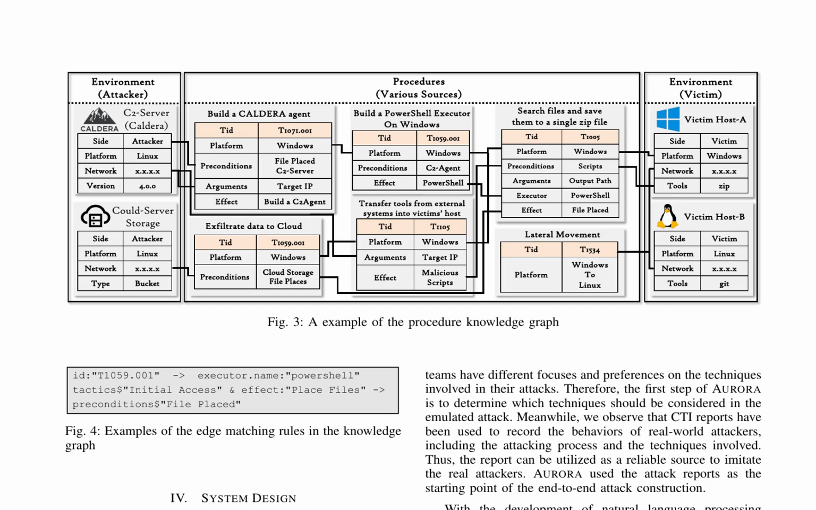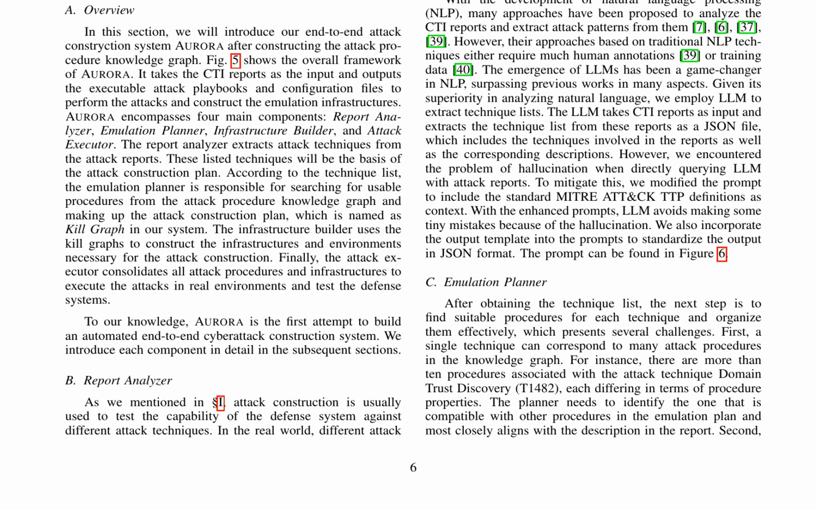The paper highlights the importance of privilege management and the need for a Boolean variable to indicate whether a procedure requires higher privileges. It also emphasizes the significance of preconditions, arguments, and effects in procedure linking and execution. The summary concludes by describing the system's overall framework and its components in detail, showcasing its potential in constructing realistic attack scenarios for testing defense systems.